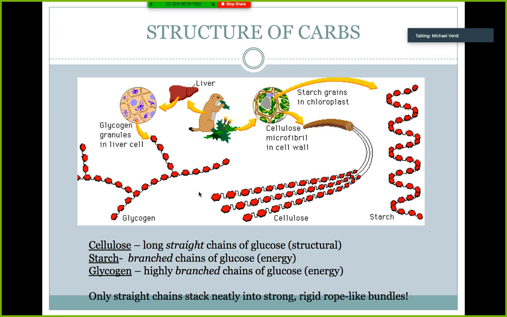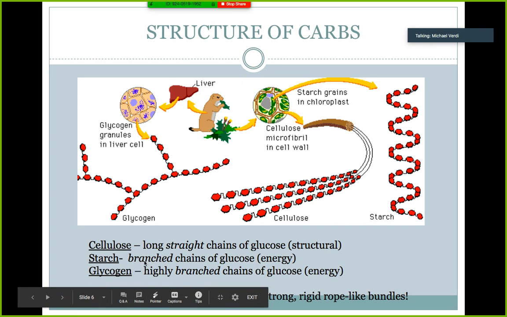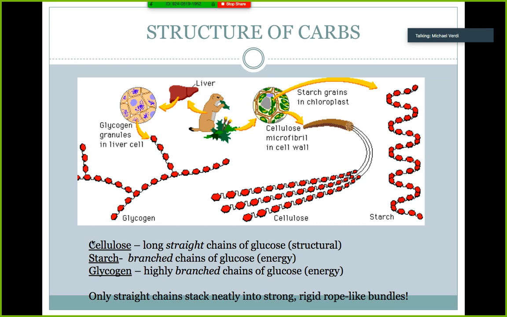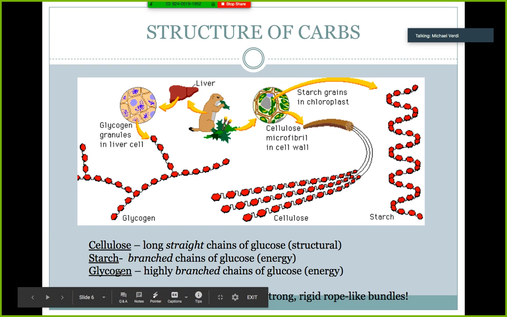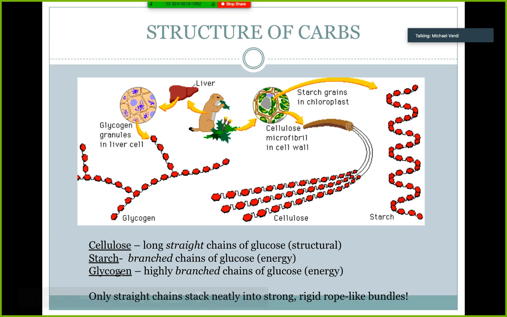So there you go. Here's just a quick list. I'll share this with you guys later. But plants use starch for energy, cellulose for structure. Glycogen is our form of sugar storage, right? We store glycogen in our muscles. We also store glycogen in our liver, and that's about it.